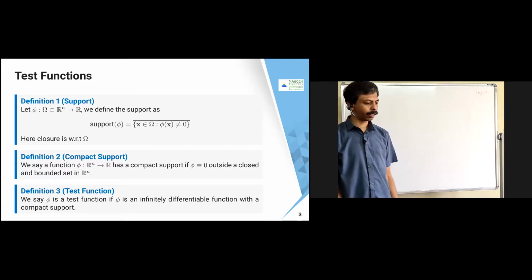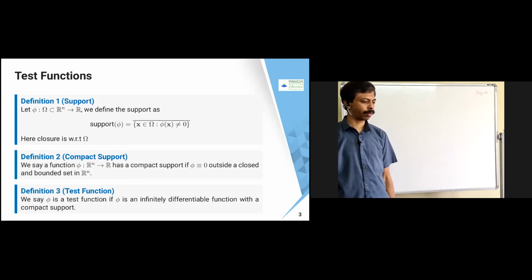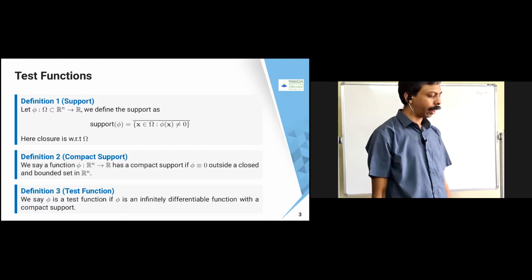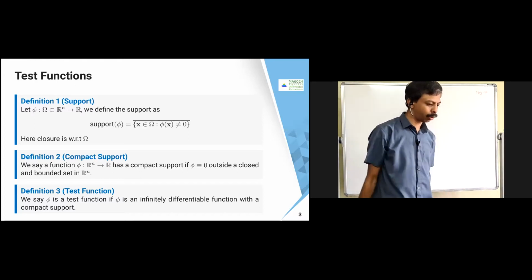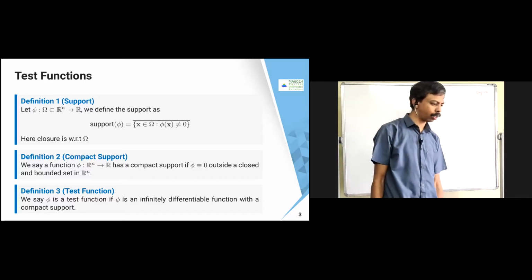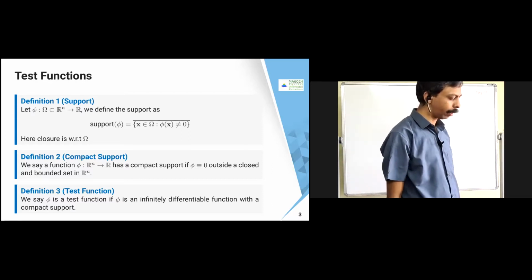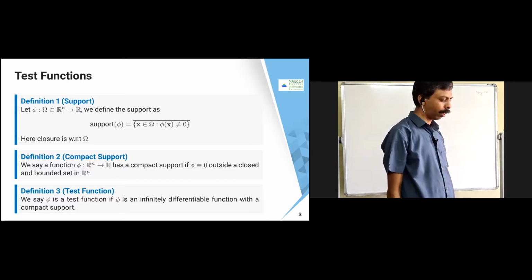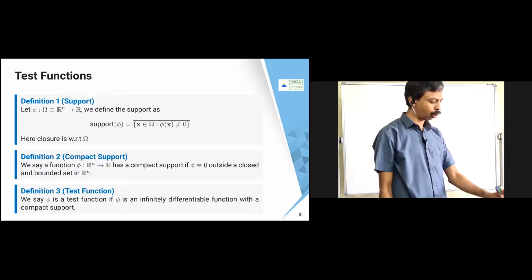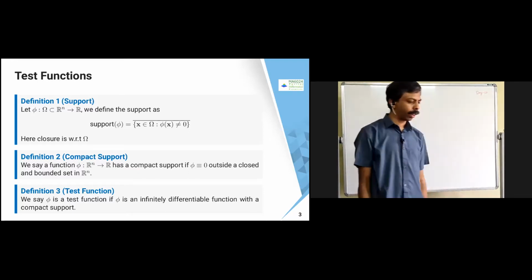So first we define the support. Support is nothing but the closure of the set of all x where phi of x is not equal to 0 in the domain. Okay, and then compact support means that the set should be closed and bounded in R^n. Then we say that it has compact support. That is, the closure of the set where phi is nonzero should be compact.